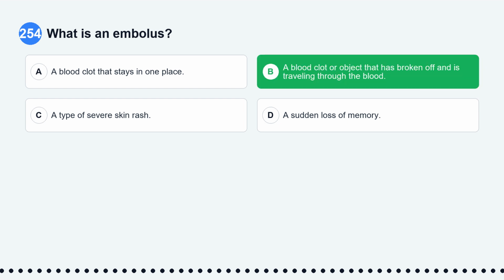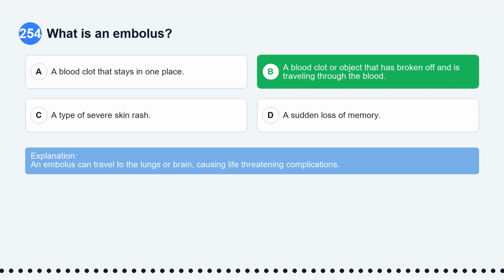The correct answer is option B, a blood clot or object that has broken off and is traveling through the blood. An embolus can travel to the lungs or brain, causing life-threatening complications.